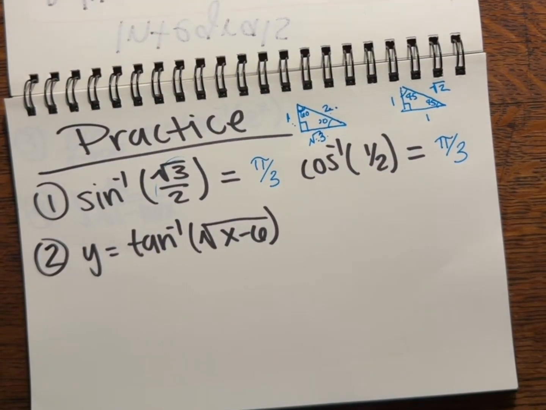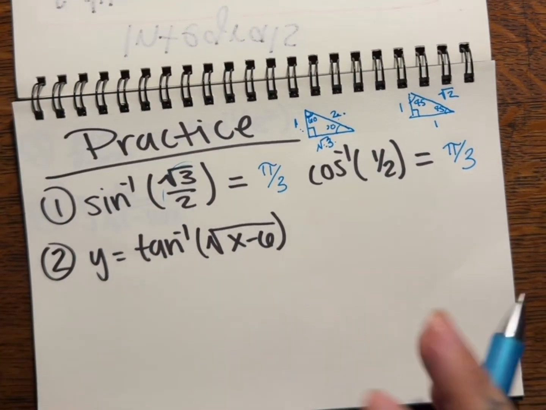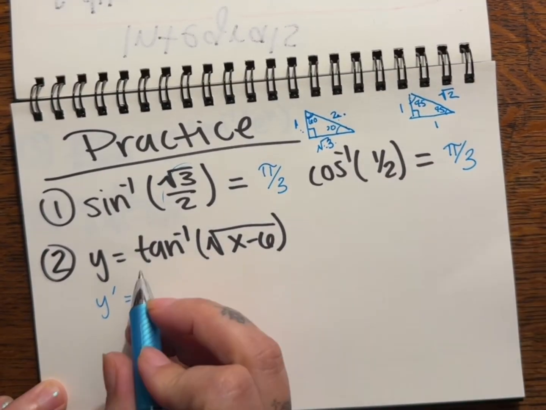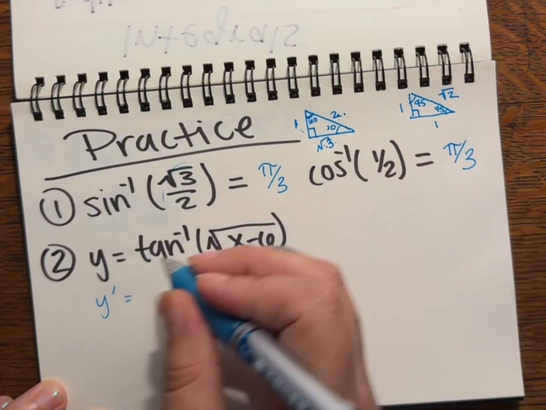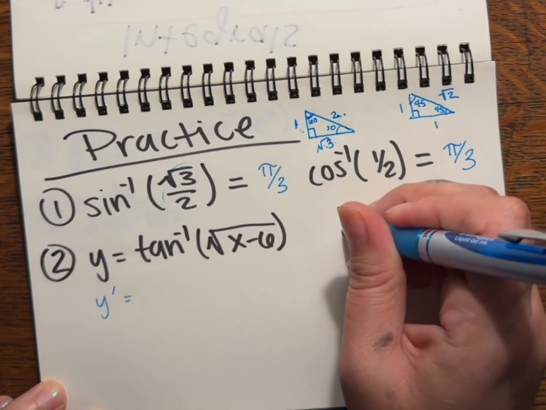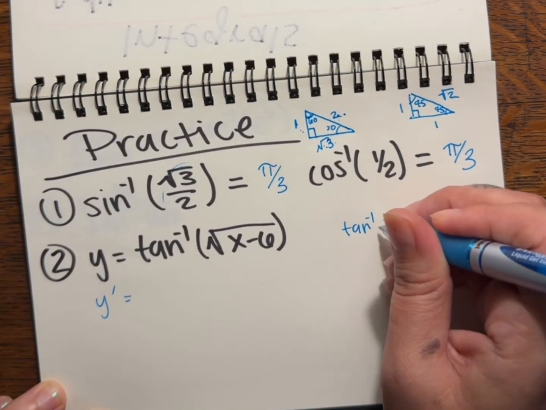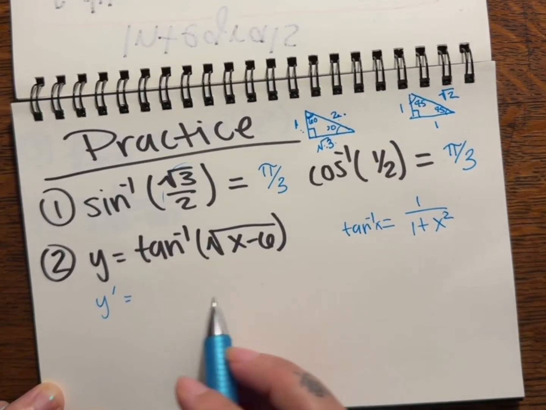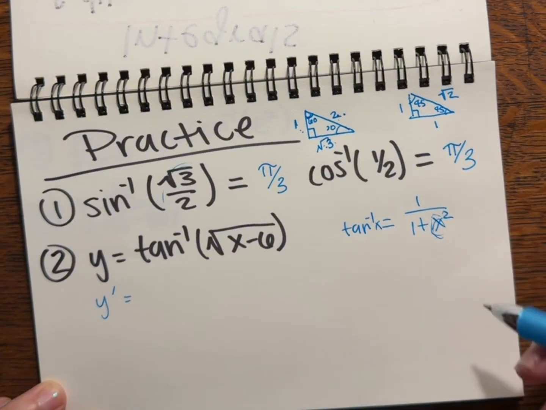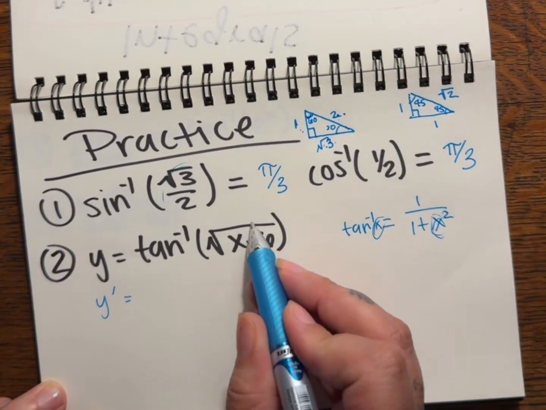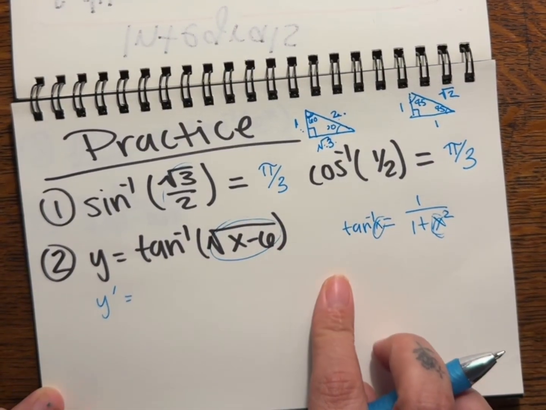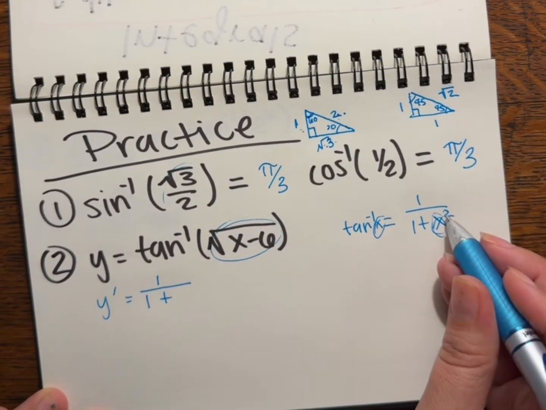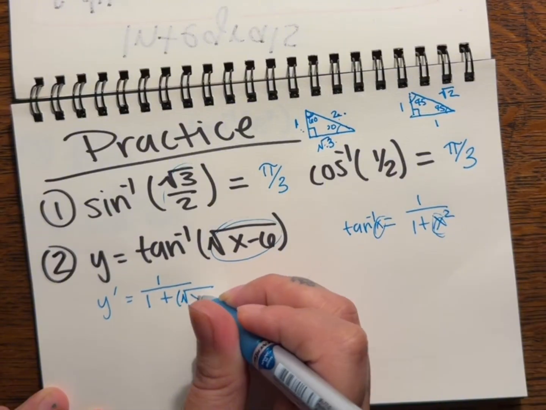Okay, now let's get the derivative of this function here. So y prime is equal to, we need to memorize the derivative of the inverse tan, and that is what I showed before, 1 over 1 plus x squared. The x here is the square root of x minus 6, so I'm going to plug that in: 1 plus the square root of x minus 6, squared.